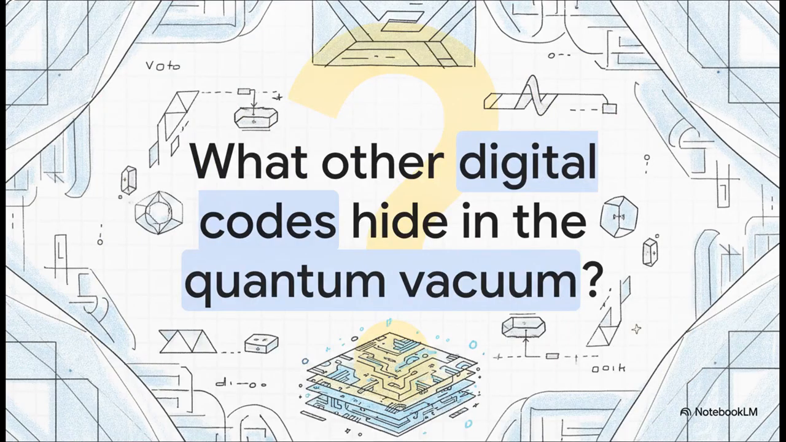So I want to leave you with this final provocative thought as we wrap up this explainer. If gravity and mass are just the overflow of an arithmetic boundary, and the continuous dimensions of our universe are simply a decompressed mathematical shadow of cyclic subblocks, what other digital codes are hiding, computing away in the quantum vacuum right now?